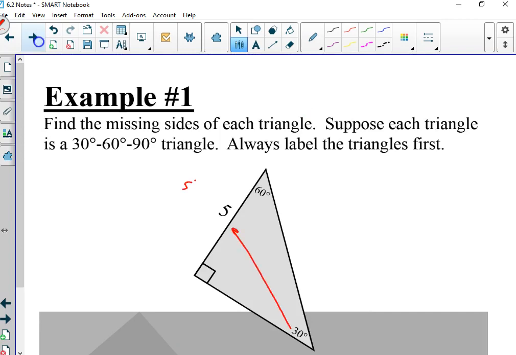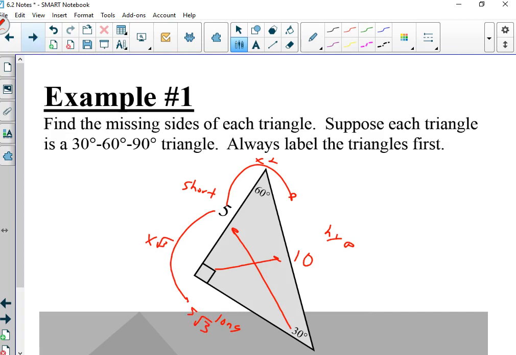So that means 5 is our short leg. We know this is our hypotenuse, which makes this our long leg. So, remember, we do times 2 to figure out this is 10. And we multiply by radical 3 to get 5 radical 3. So this is our short leg and our long leg. That's why it says label the triangles first.